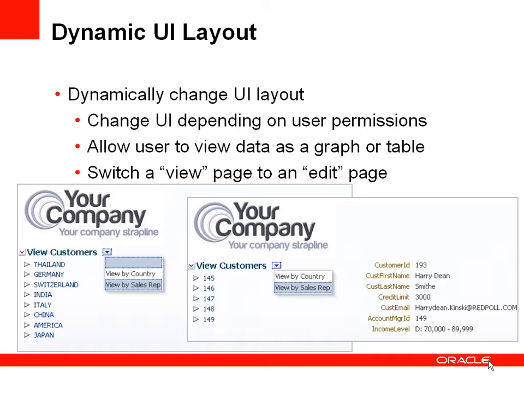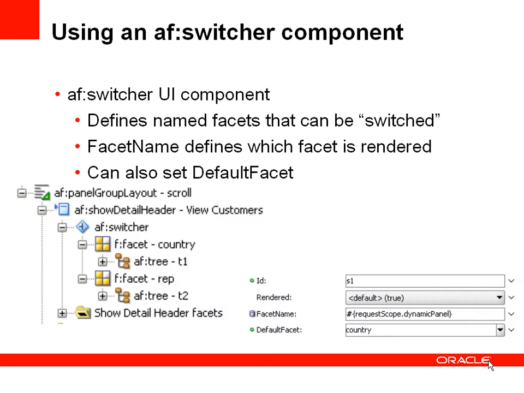The example you're going to see in the demonstration is shown in the screenshot, where we have a view of customers and we have a tree control that shows customers by country, or by selecting a menu option we can flip or switch that tree control to show a different tree control, which is customers by sales rep. So how do we do this?